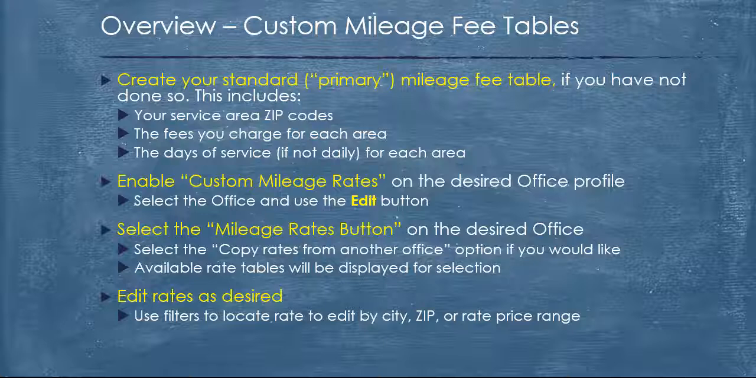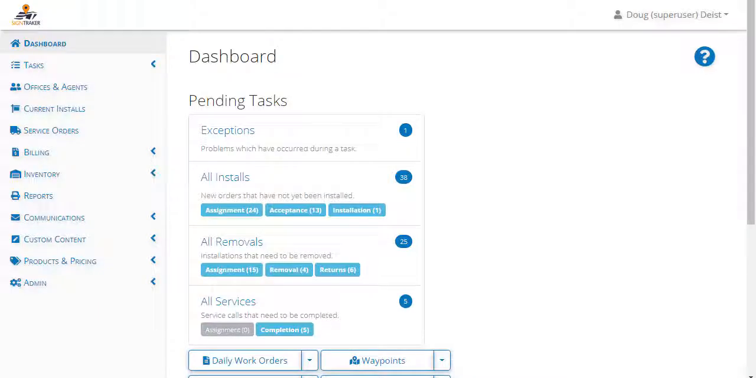And to choose the rate you want to fix, you can, of course, use the basic filters by city, state, zip, rate, price range, that kind of thing. And as you're editing, all your changes will be automatically saved. Let's go ahead and see what this looks like.